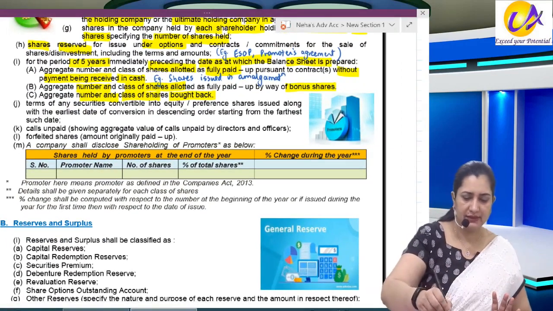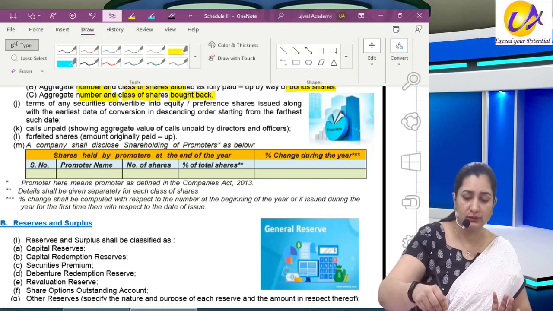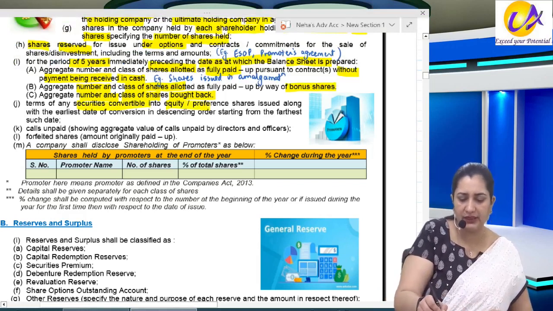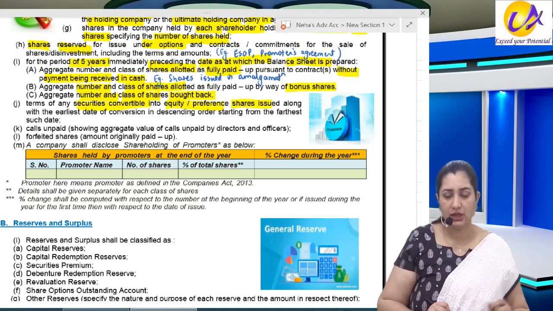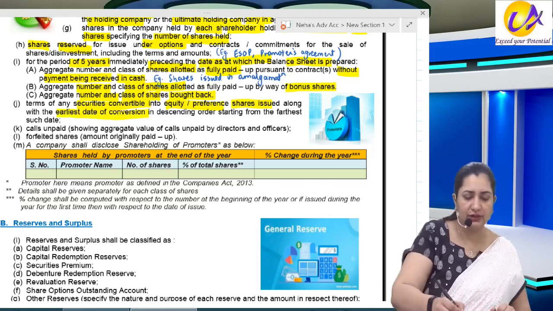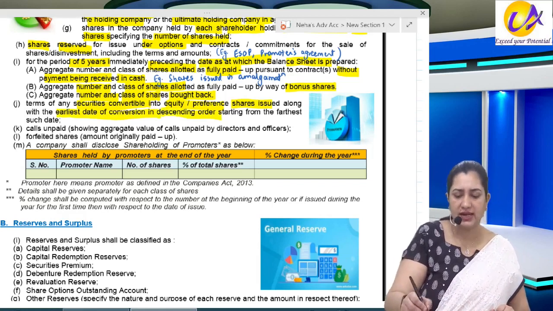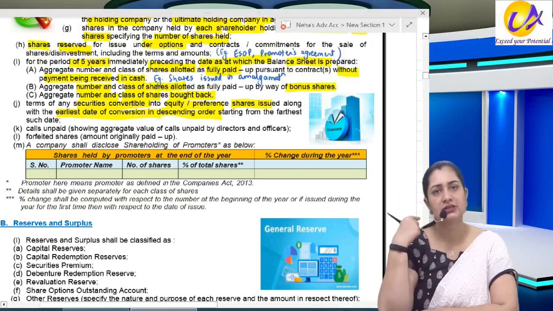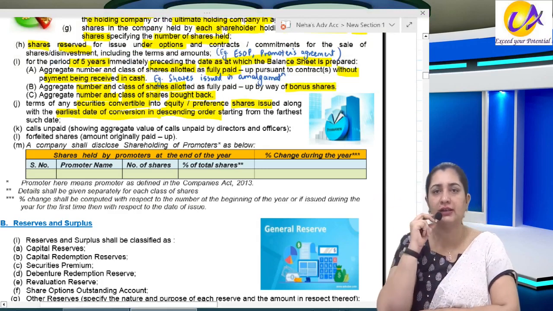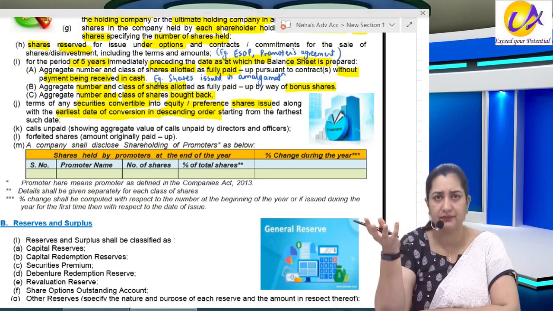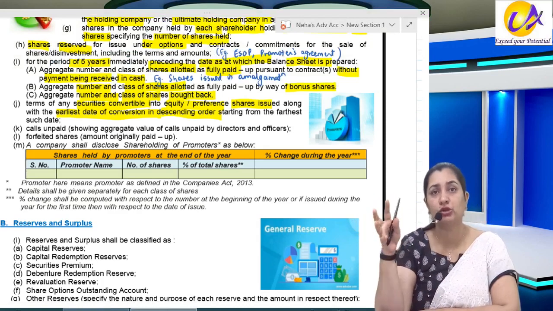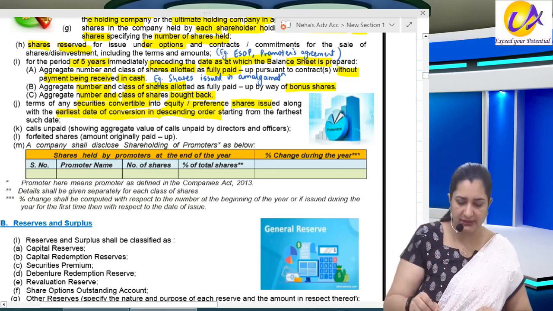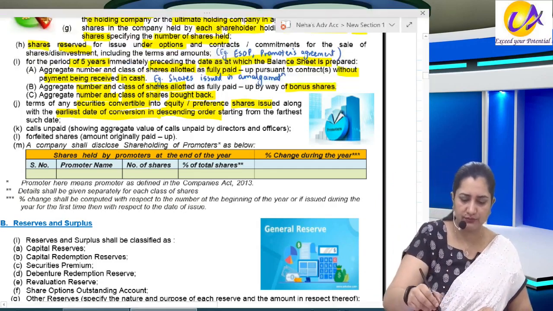Then what are the convertibles, what are the terms of conversion? All that we need to give. Any securities which are convertible into equity or preference shares, along with the earliest date of conversion in descending order, starting from the farthest such date. So what does this mean? Suppose you're having convertible preference shares or convertible debentures, anything convertible. Those convertibles you have to show in descending order of their conversion. I will explain that to you.